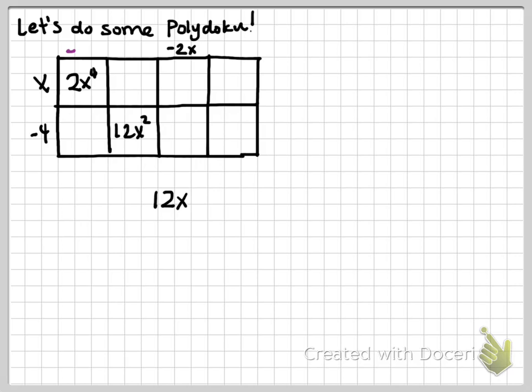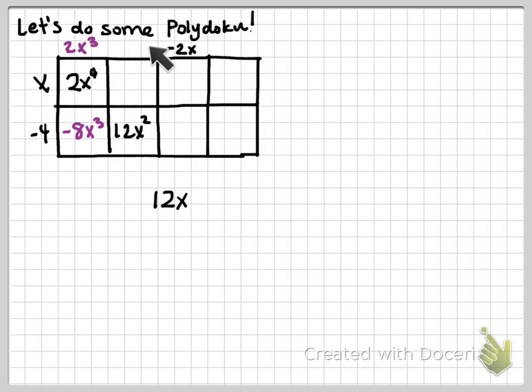So I know that x times something has to give me 2x to the 4th power. So I should be able to figure out that I would have to multiply by 2x to the 3rd power. Now that I know that term, I can fill in this square right here by multiplying -4 times 2x to the 3rd power, and I would get 8x to the 3rd power.